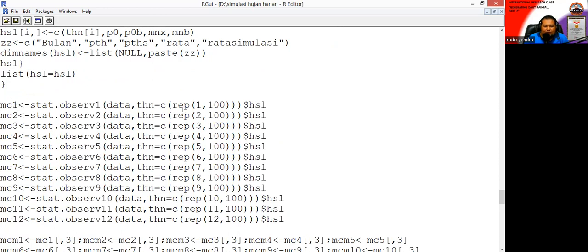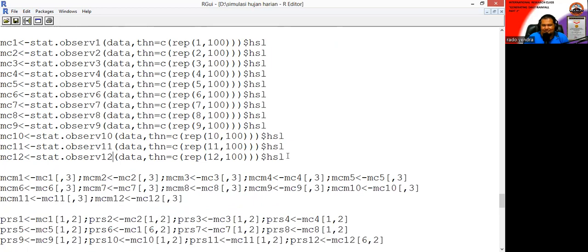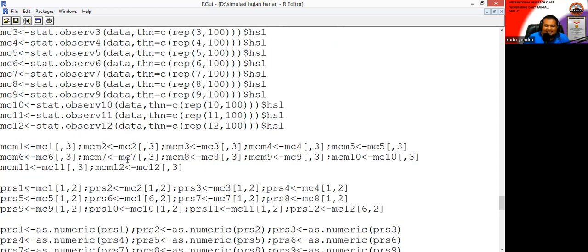MC1 is only for the output of the program in the step observed 1. We do it until MC12. MC12 is specially for the start observed 12. We give the name. And after that, we need the data only from the 3rd column.